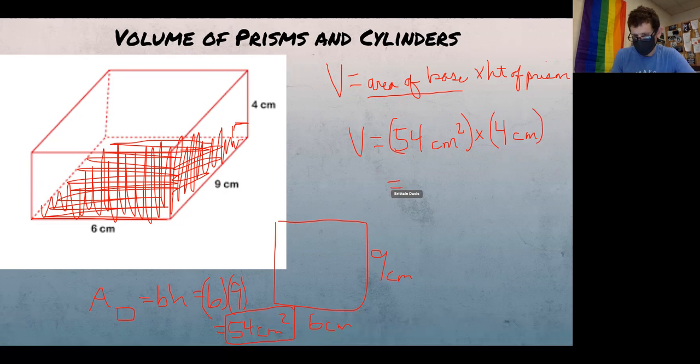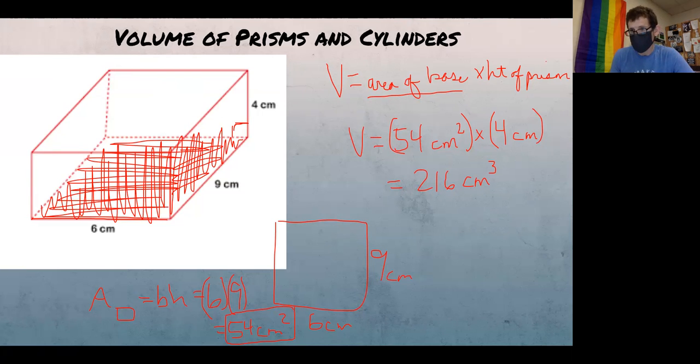And now we can do that math. What's 54 times 4? 216. There it is. And what's our unit going to be for volume? Centimeters cubed. There we go. I kind of mentioned it, but then I kind of glanced over it. So yeah, with centimeters cubed, we're saying we have 3 dimensions that we're measuring. So we're measuring space now, not area. And space is measured in cubic units.